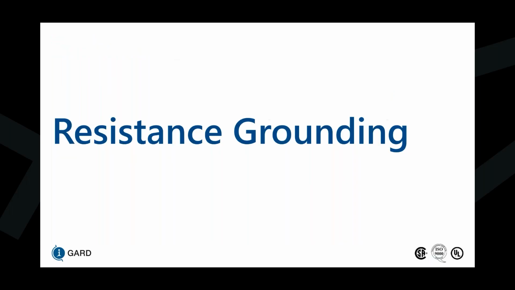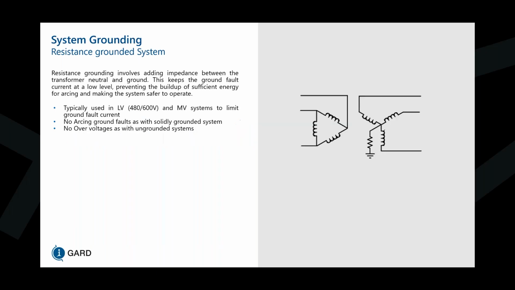So with resistance grounding, what we're looking to do is try and take a few of the advantages of both of the systems we mentioned previously for ungrounded and solidly grounded systems and make the system more safe and more operational. So for resistance grounded systems, it involves adding an impedance between the transformer neutral and ground. This keeps the ground fault current at a low level, preventing the buildup of sufficient energy for arcing and making the system safer to operate.